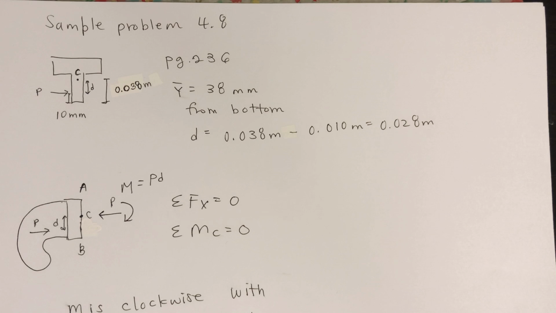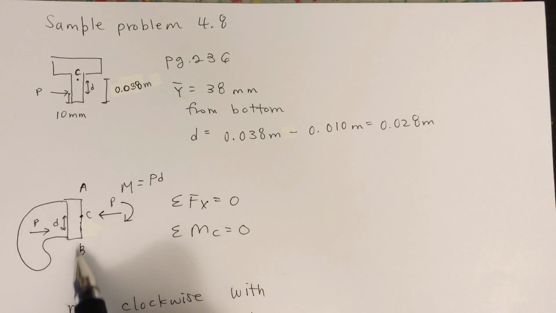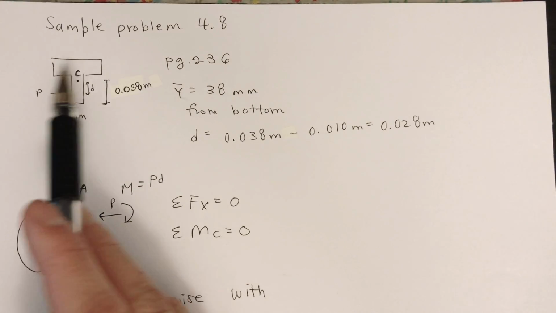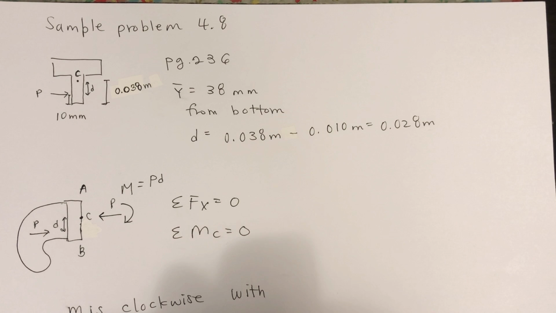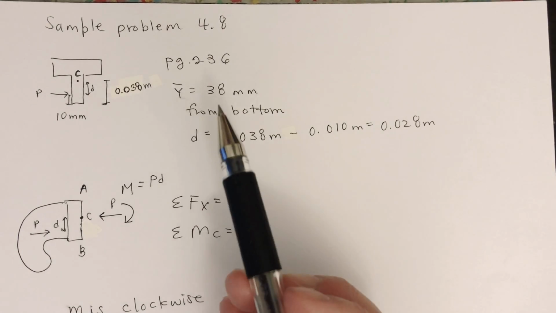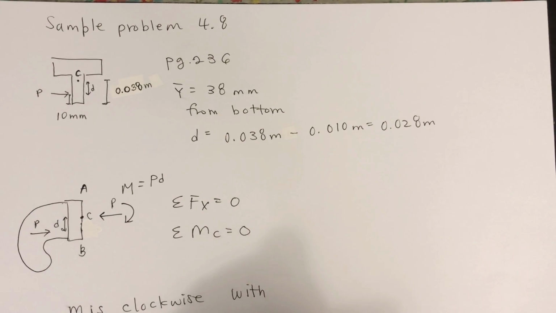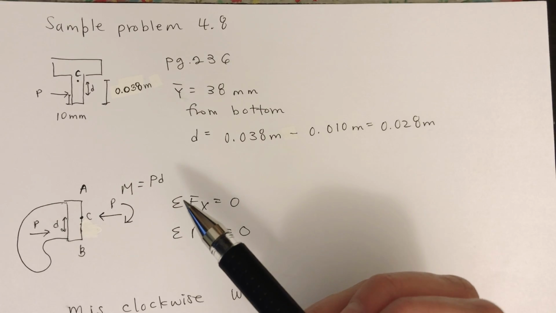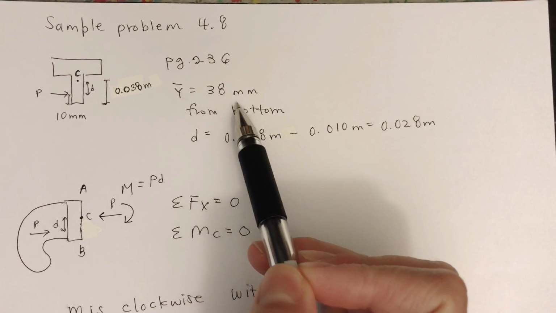Okay, so again, the problem will tell you we want the section AB. So we're going to take the cut at AB. And the cross section is a T-beam. Sample problem 4.2 already found the moment of inertia and Y bar. If you want to review how to find moment of inertia, you can look at sample problem 4.2 on page 236. Sample problem 4.2 gave us Y bar is 38 millimeters from the bottom.